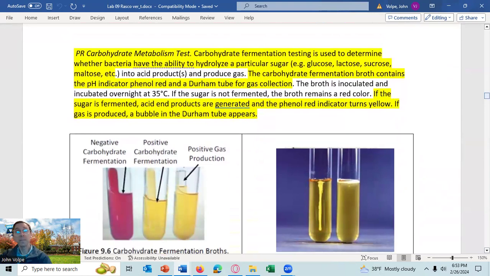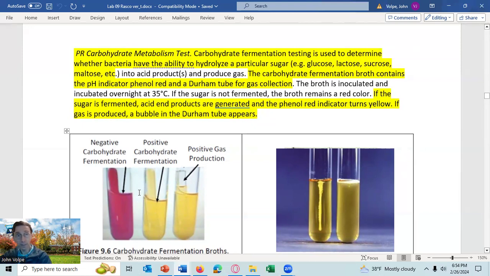If not, let's talk about the PR carbohydrate metabolism test. This tube has one sugar in it, which can be fermented by the bacteria. And if the bacteria ferments that one sugar, it will produce acid byproducts. The acid byproduct will change the pH indicator to the color yellow. And so if you see yellow color, you know that acid has been made, and that means that the sugar in the tube has been fermented.